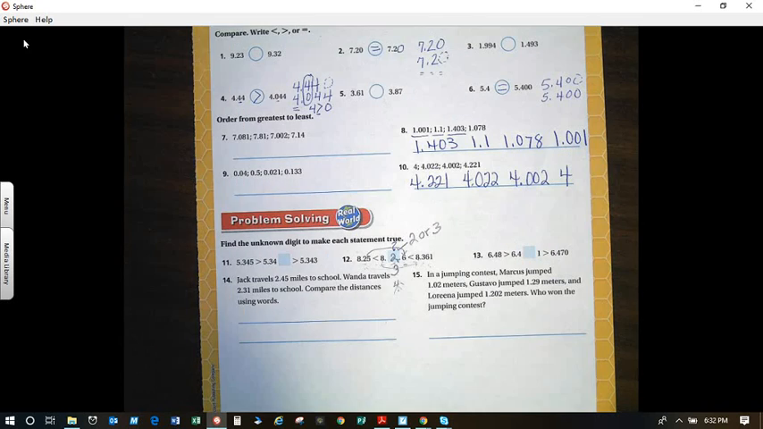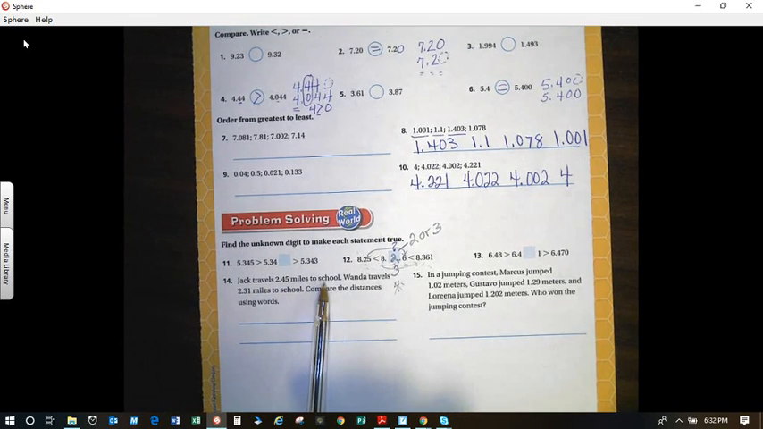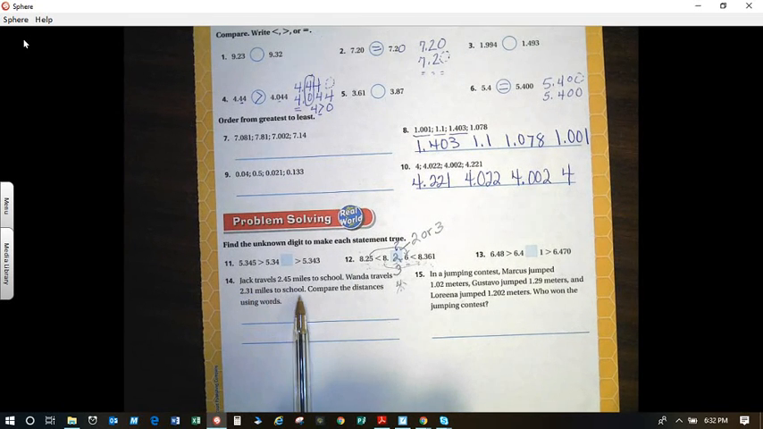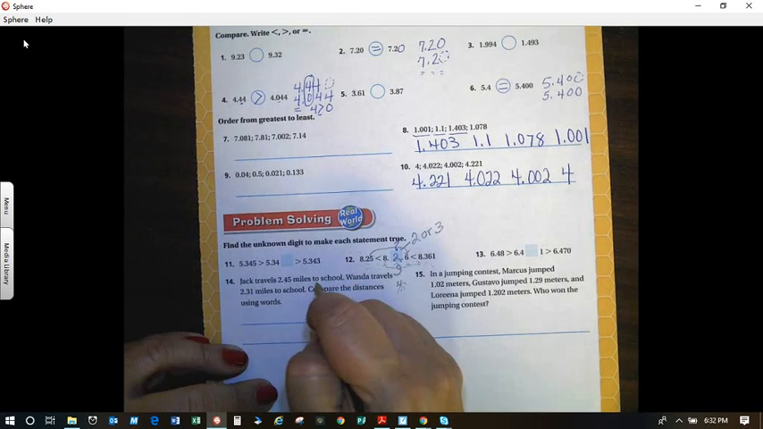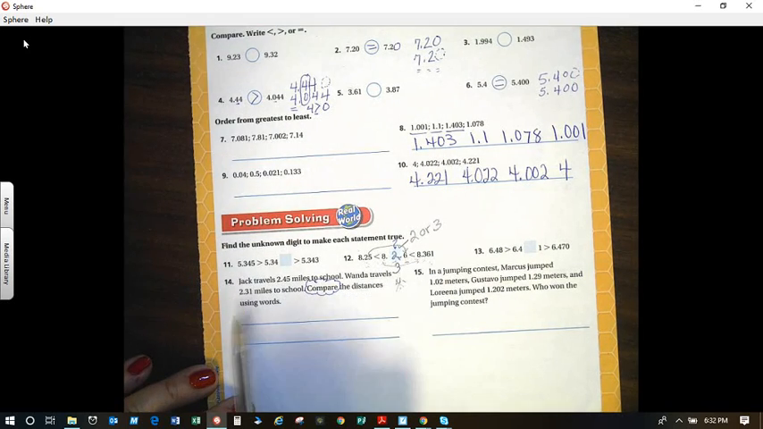All right, let's look at number 14. Jack travels 2 and 4,500 miles to school. Wanda travels 2 and 3,100 miles to school. Compare. Love that word, compare. You also use that in reading and in science. Compare the distances using words.